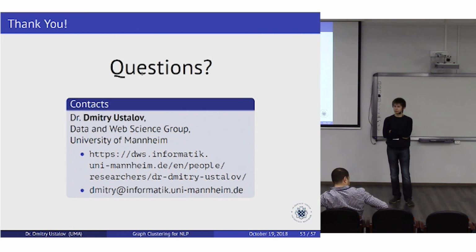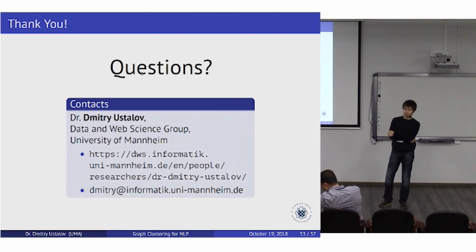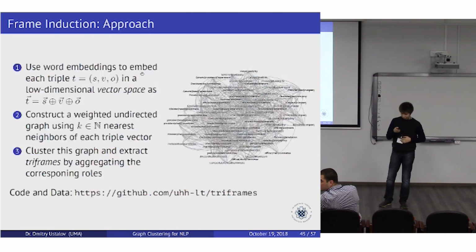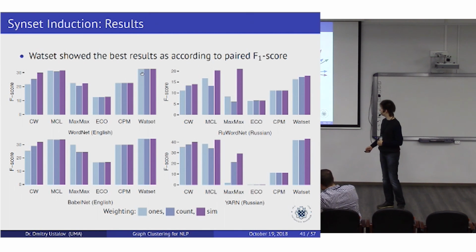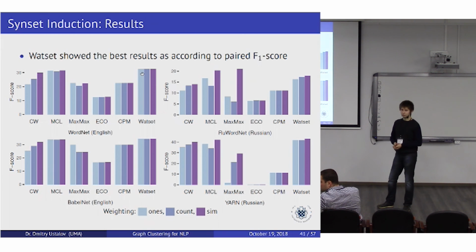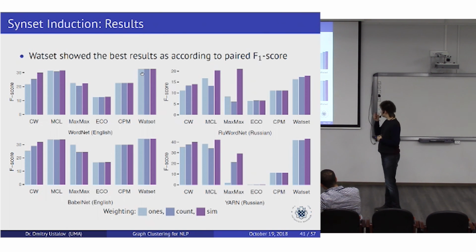Questions, please? Yeah, please. Could you turn to the slide with different data sets, Russian WordNet, Yarn? Why is the quality on RuWordNet so much lower than on Yarn?